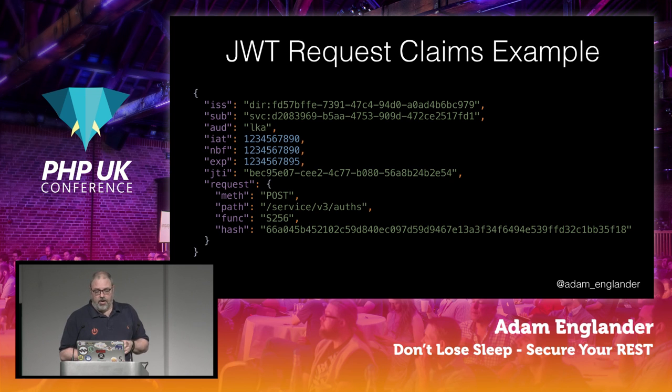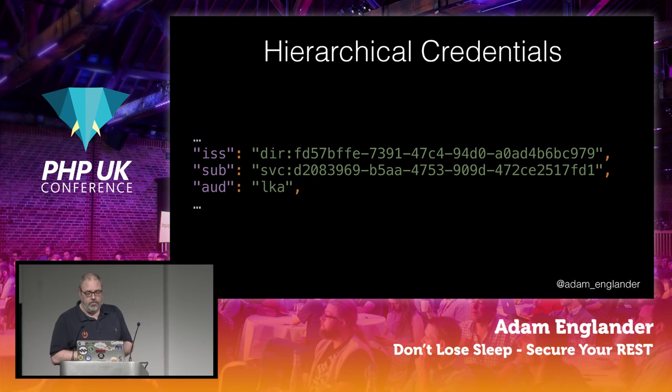And so our JWT is not terribly readable. Don't worry about it so much. We'll go through each piece real quick. But it's fairly large. We use every single thing that you can use inside of a JWT, and then we add some. So for hierarchical credentials, we have issuer, subject, and audience.